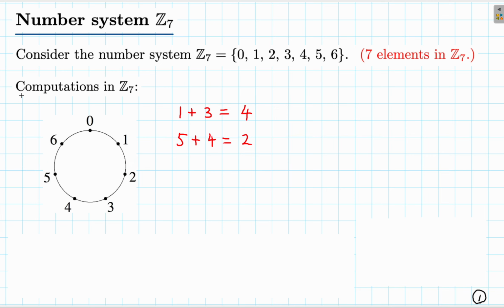We can also subtract. So let's try 2 minus 6. What does that mean? Well, that means we start at 2, and rather than going plus 6, we're going to minus 6. So we're going to go counterclockwise 6 units. 1, 2, 3, 4, 5, and 6. And we end up at 3. So 2 minus 6 in this number system is 3.